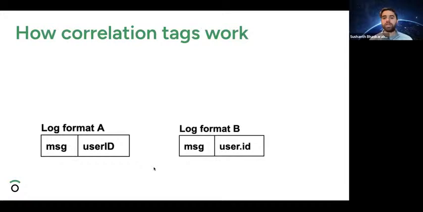This would be a challenge in a lot of systems. A lot of legacy vendors are not able to handle this sort of divergence of the schema, because these two attributes mean semantically the same thing, but they're named differently. But with Observe correlation tags, you can apply a user.id correlation tag to these two logs, and then Observe will let you query across them pretty seamlessly.